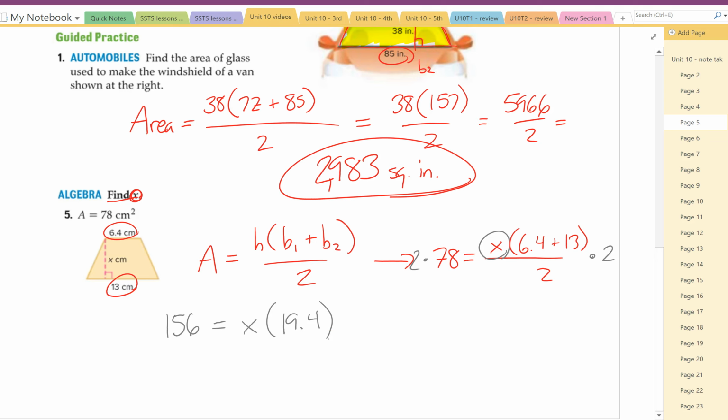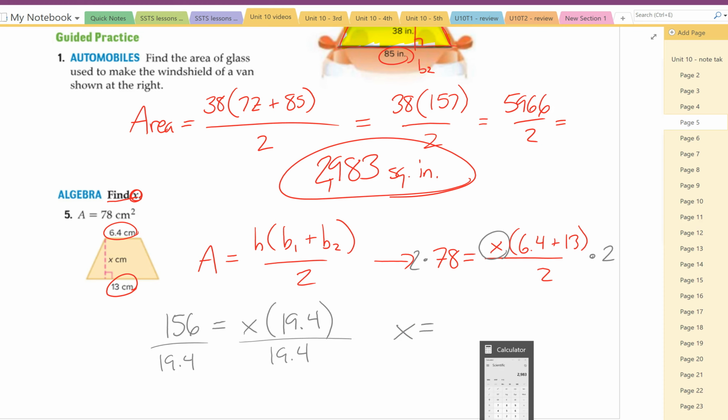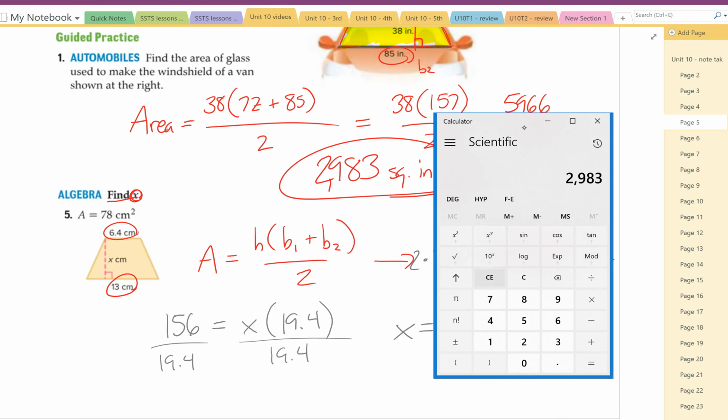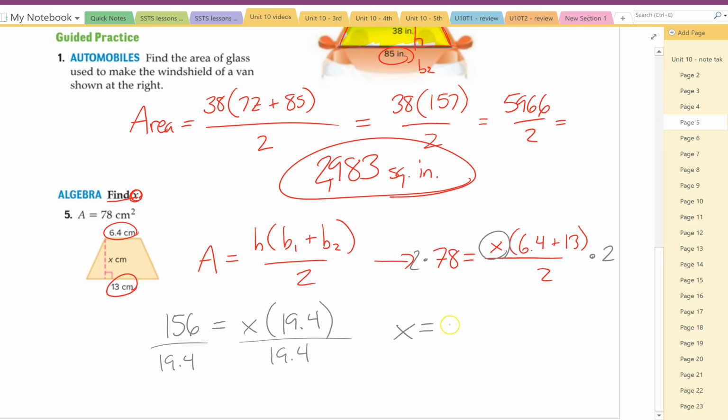Okay, so I've simplified quite a bit right there. Now what I have is X times 19.4. I want to get X by itself, so I have to undo the multiplication with division. To get rid of the 19.4, I'm going to divide both sides by 19.4, and that's going to tell me what X is equal to. So I need 156 divided by 19.4. And it's about 8. We'll just call it 8. So the height of this trapezoid is just 8.